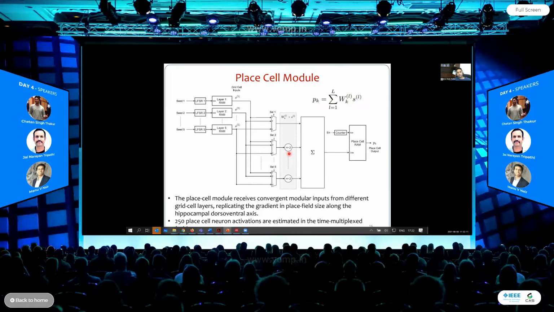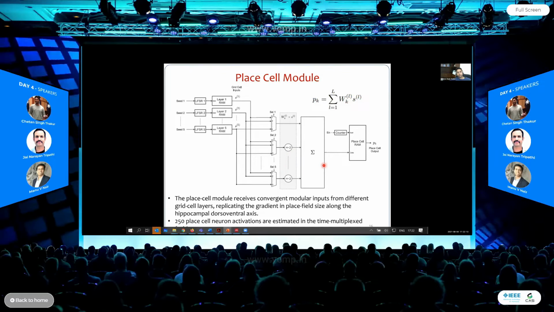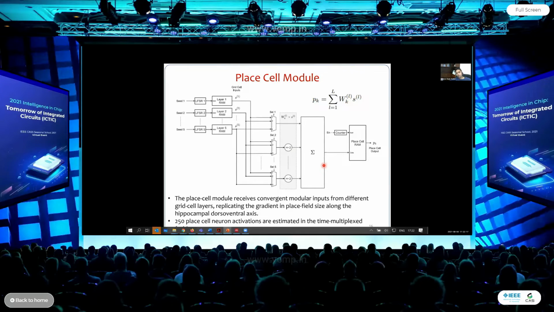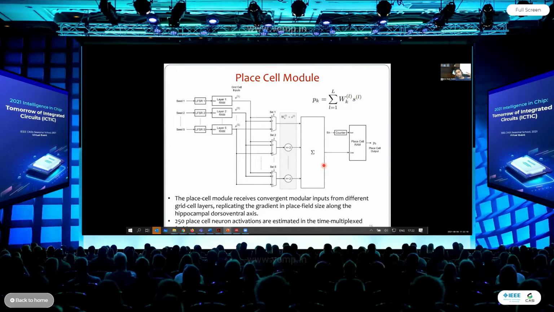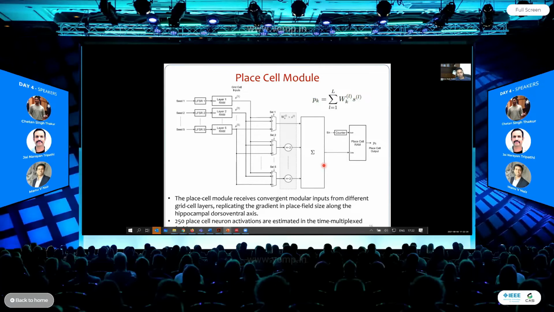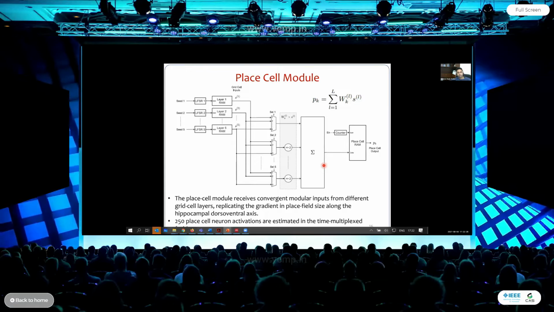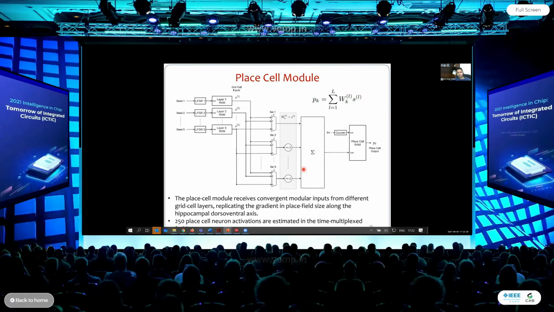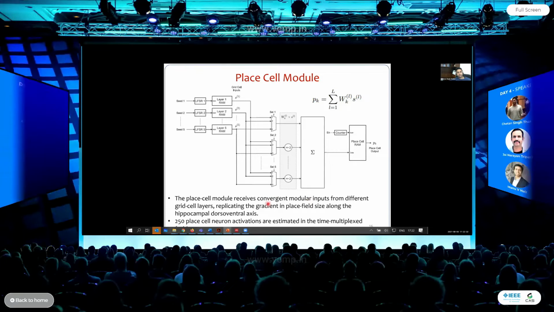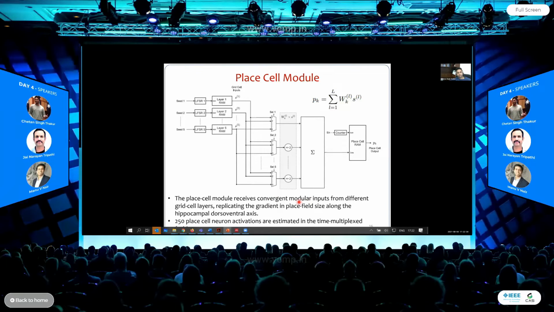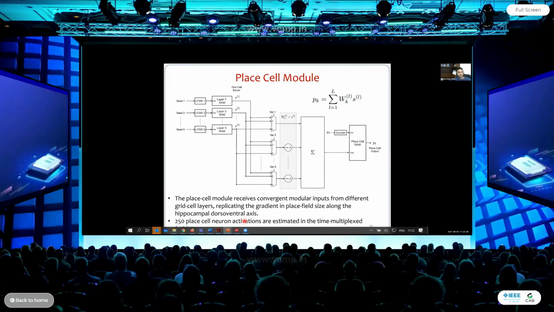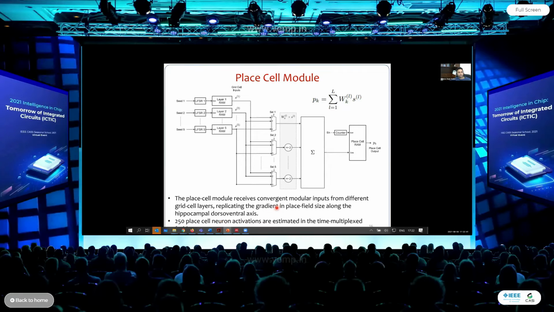Our model accounts for the biological dorsoventral organization of the grid cell network, where grid cells in the dorsal entorhinal cortex have smaller grid fields compared to those in the ventral entorhinal cortex. So we take care of this biological plausibility here as well. And this place cell module receives input as I've already mentioned, and again it's 250 place cells we use here.